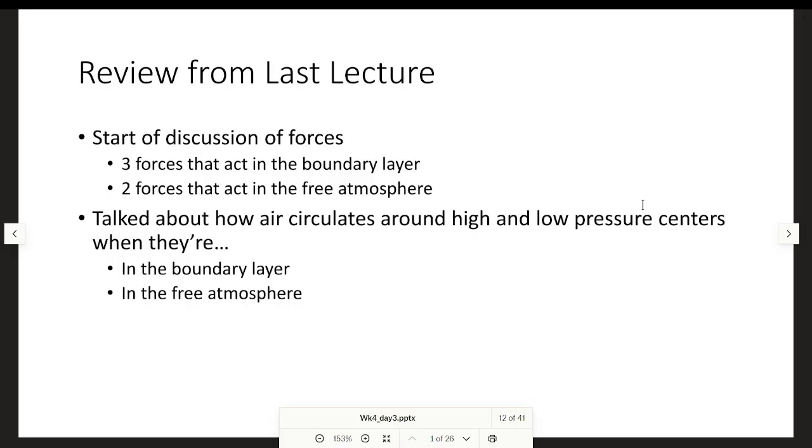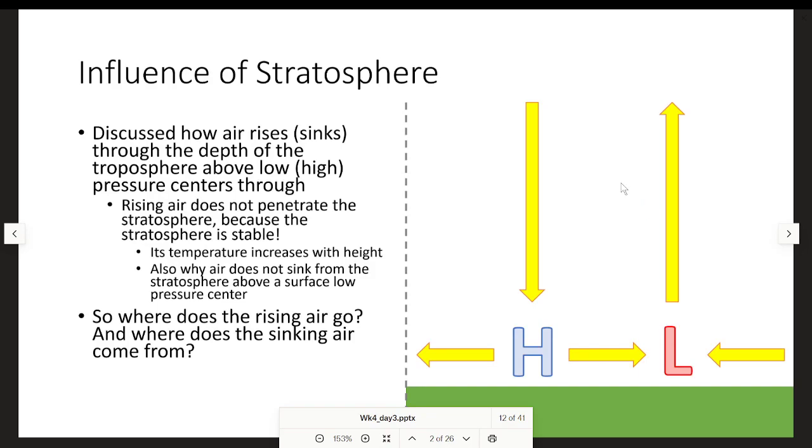Okay, we talked about the forces in the boundary layer, three in the boundary layer, two in the free atmosphere, so you're neglecting friction in the free atmosphere. And we talked about how air circulates around the high and low pressure centers in the boundary layer and in the free atmosphere. The wind speed slows down in the boundary layer comparatively, so the Coriolis force decreases. And we talked about how air rises or sinks through the depth of the troposphere above the low and high pressure centers.